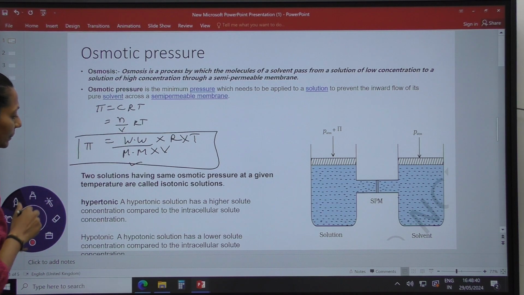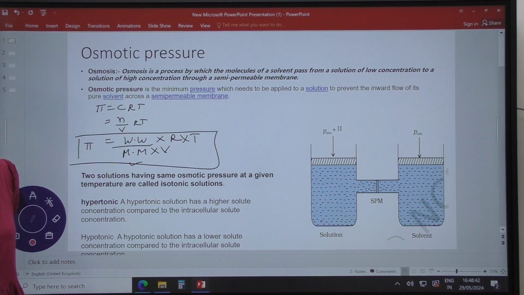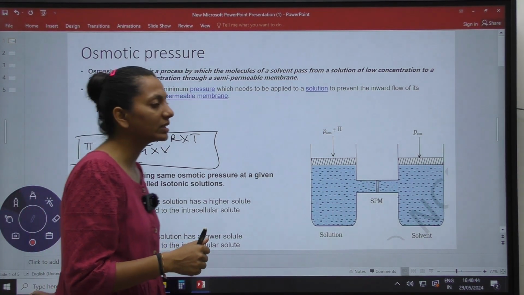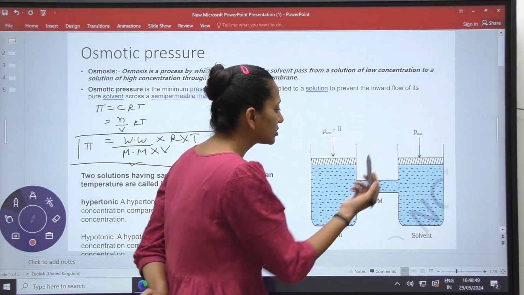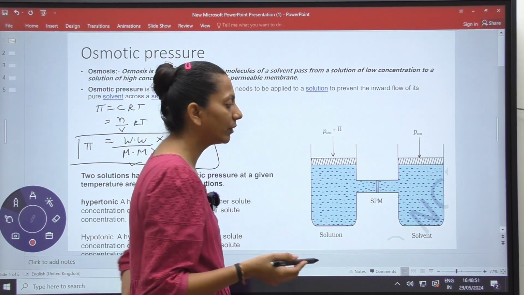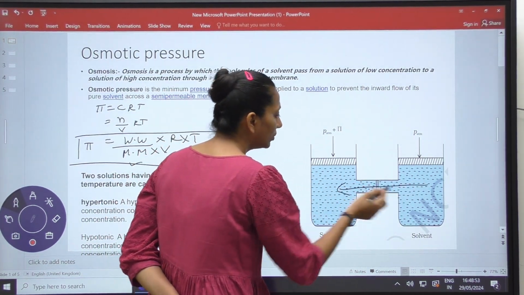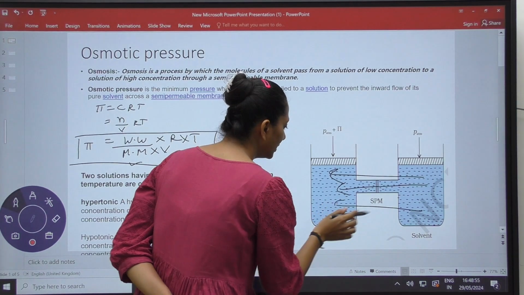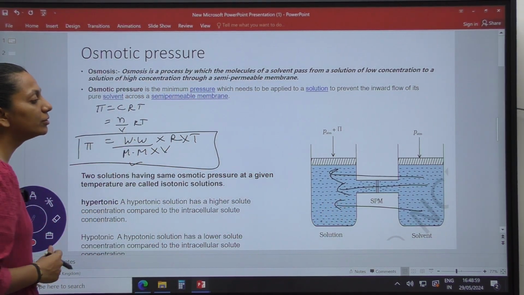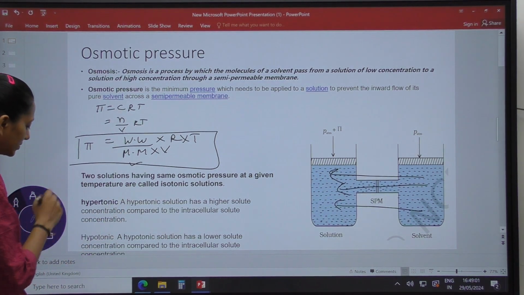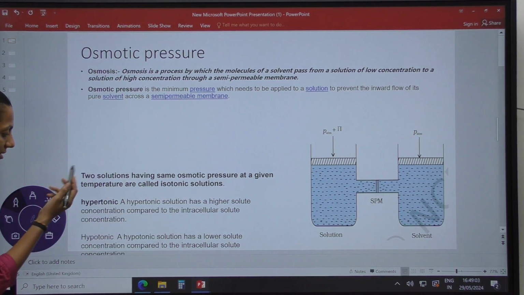Next to this, the osmotic pressure, we are having three types of solution. Just now we have seen that because of the concentration difference between the solvent and the solution part, solvent particles are going to move towards the solution side. This movement will depend upon the type of the solutions we are using. There are three common types of solutions.